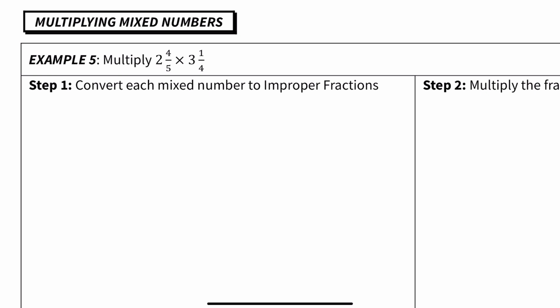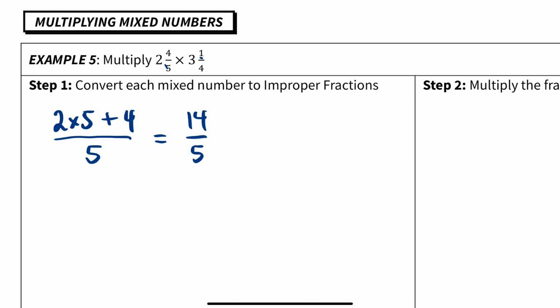So 2 4/5 would be, well, you multiply 2 times 5, which is 10. So 2 times 5. You're going to add that to the numerator, okay, and then divide by the original denominator. I'm just putting all 3 steps into one. Okay, 2 times 5 is 10, plus 4 is 14 over 5.